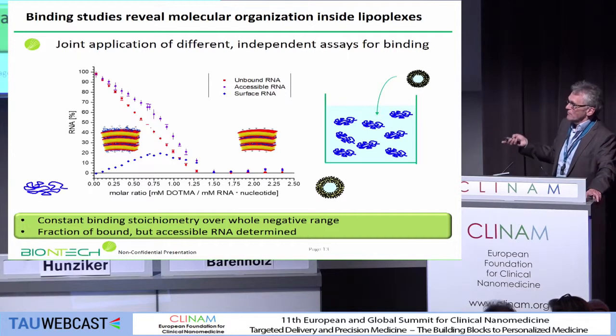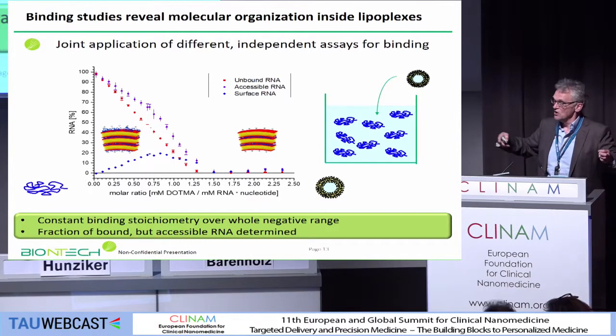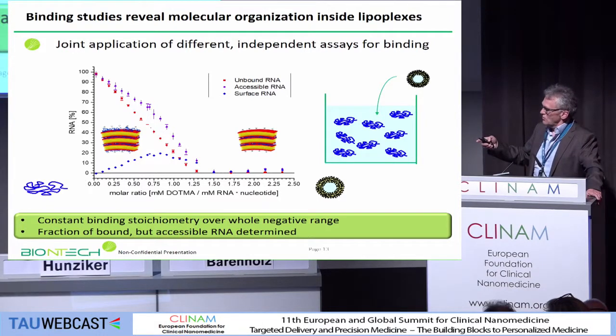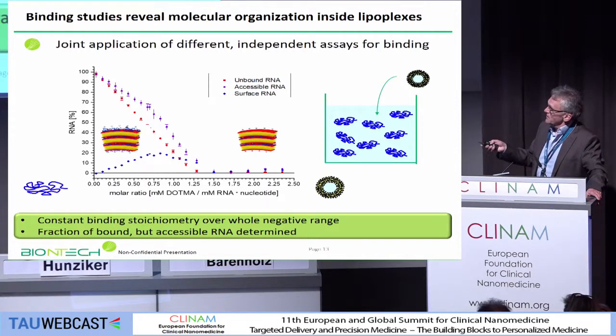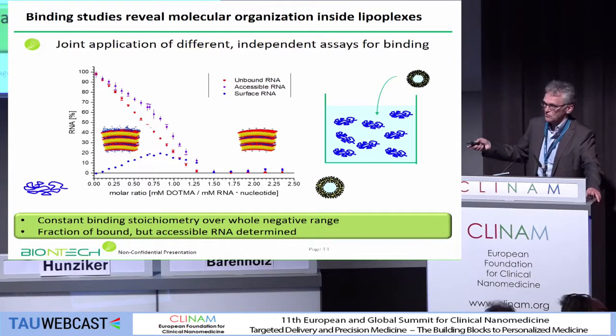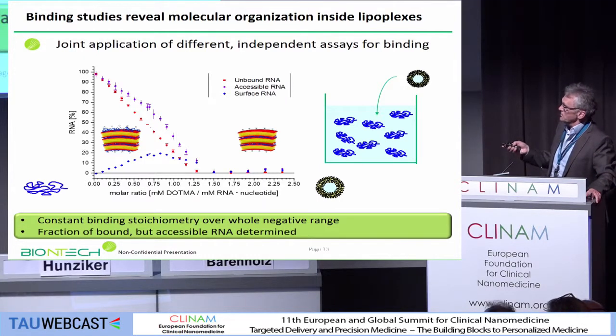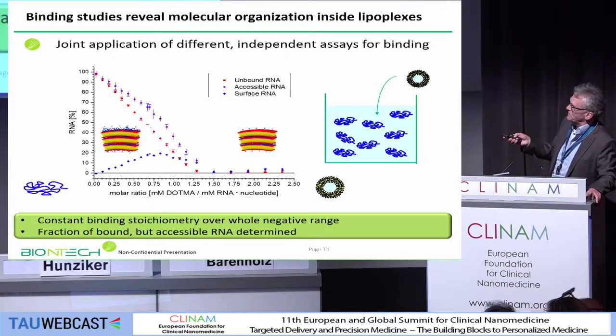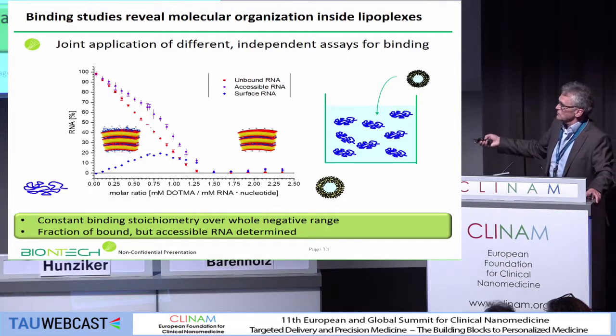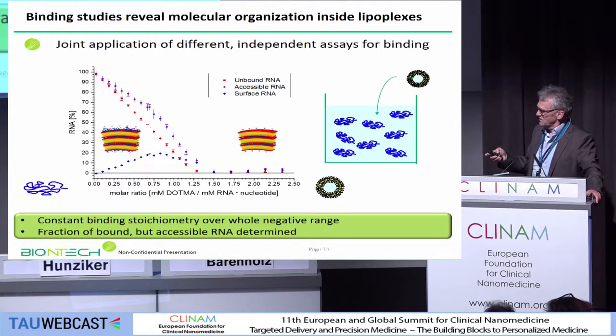And so you can derive a model from that, indicating that particles are formed which are constant in stoichiometry, which have a constant surface layer of accessible RNA, which points toward a model where in this whole range of particle formation, you get a similar type of product, which is very important for product control under GMP. While here in the range of positive charge excess, we expect a particle which has positive surface charge, which then also has different targeting characteristics.